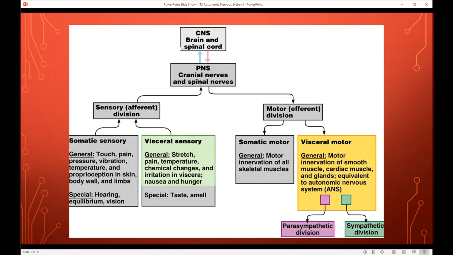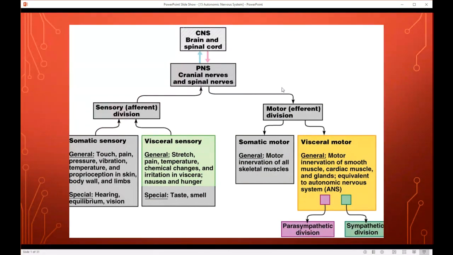So we have that central nervous system. The central nervous system is our brain and our spinal cord. The central nervous system is connected in with the peripheral nervous system. So the peripheral nervous system is going to be our cranial nerves and our spinal nerves. Okay? And we have two different divisions here. We have our motor division and our sensory division.